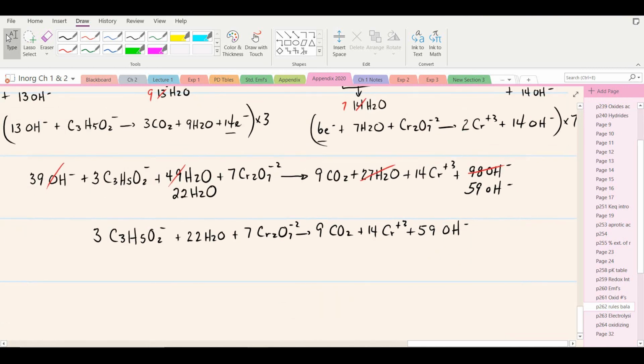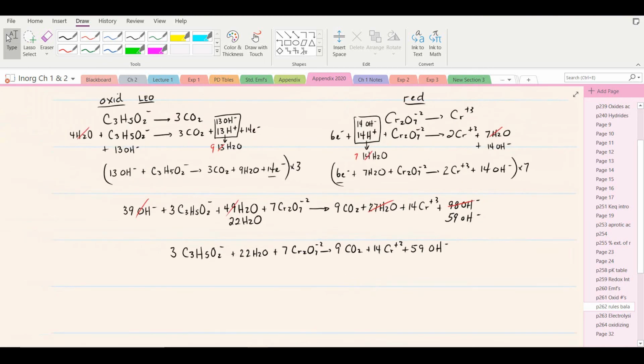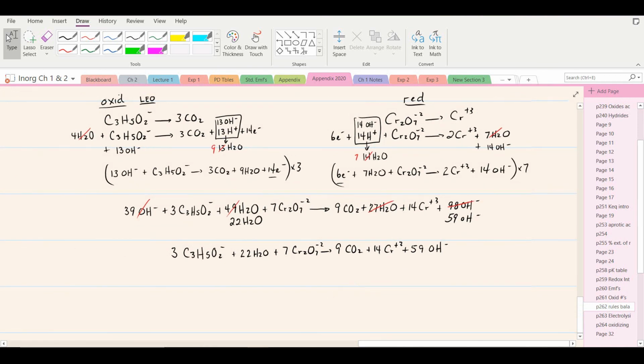What's this telling us? If we want to oxidize this propanoate with dichromate, we need 7 moles of dichromate for every 3 moles of propanoate, and there's the reaction in basic solution. To my knowledge, this method works with any redox reaction. It's not really very difficult. I admit it is tedious. It's easy to make a mistake if you're not careful.